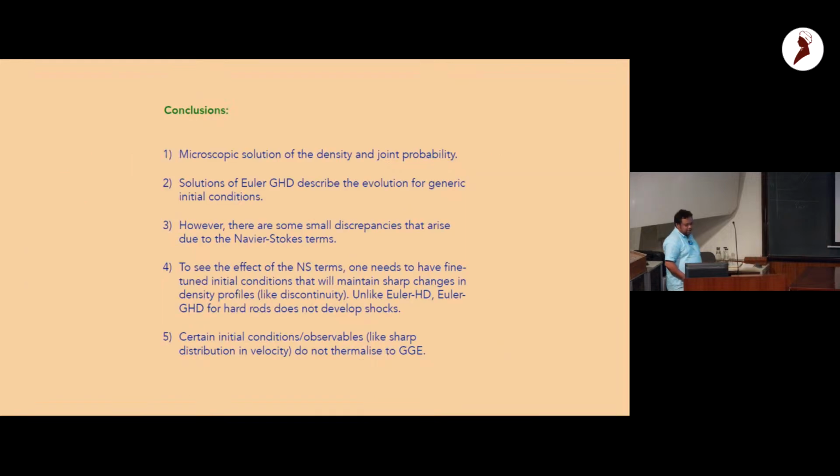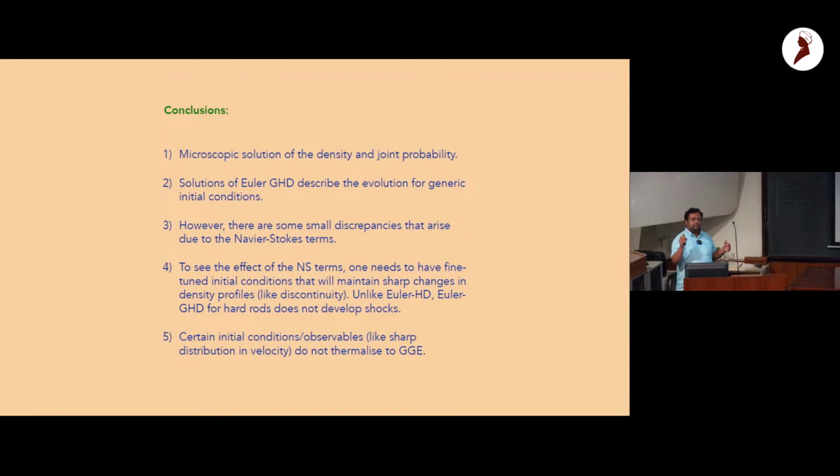Okay, so this brings me to the conclusion of my talk. I have shown you some microscopic solutions of the density and joint probability. And then I showed that in the large N limit, you can actually get some solution forms which are solutions of the Euler GHD equations. And the Euler GHD solutions match the simulation pretty well, except for small discrepancies that arise at the shocks.